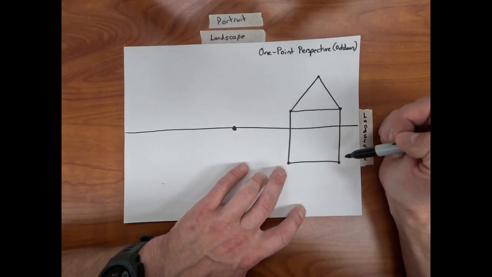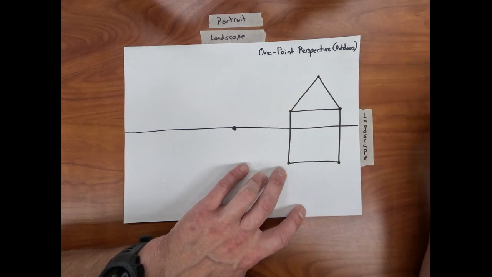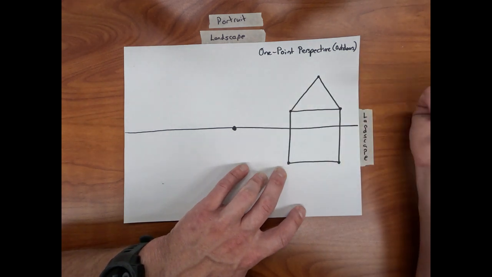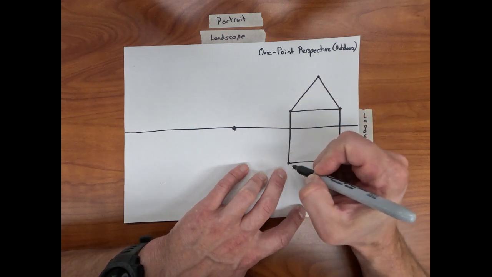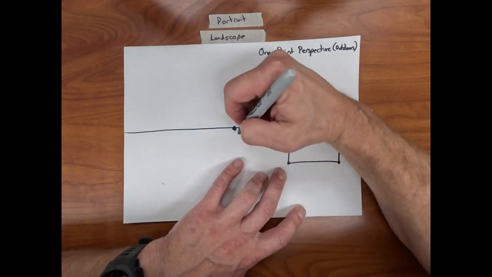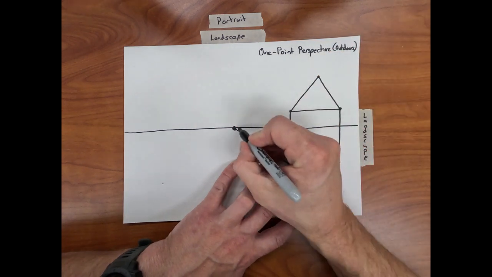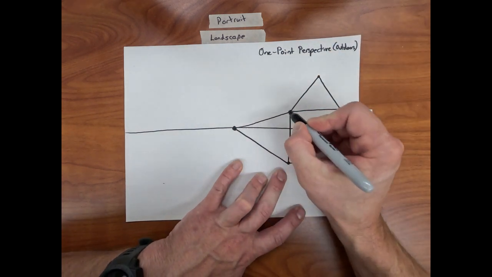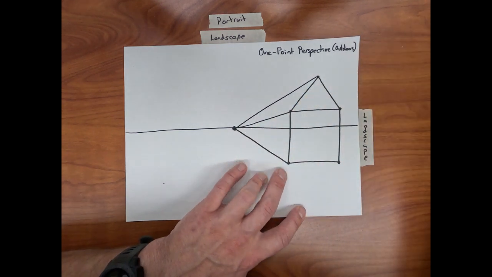So ultimately, this corner and this corner will be going through my subject matter, so I'm not going to draw them. So I'm going to connect these 3 corners that do not go through the subject matter. I'm going to connect that one. I'm going to connect that one. And I'm going to connect that one.